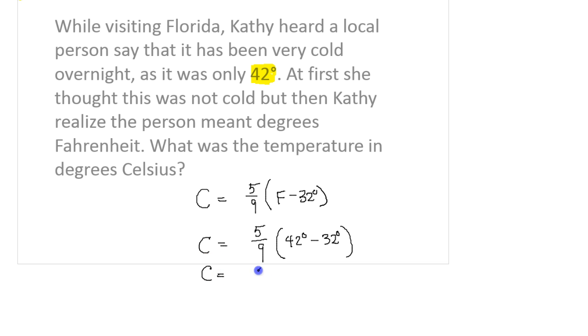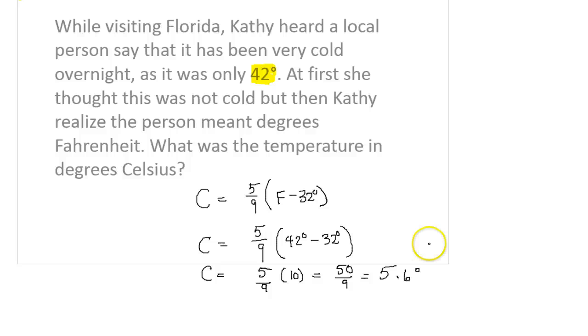So our degrees Celsius is 5/9 times 10. That gives us 50 divided by 9. Let's just calculate it out. 50 divided by 9 gives us 5.6 degrees. So when this person in Florida said it was cold, well, absolutely, 5.6 degrees is a bit chilly. So that's converting from Fahrenheit to Celsius.